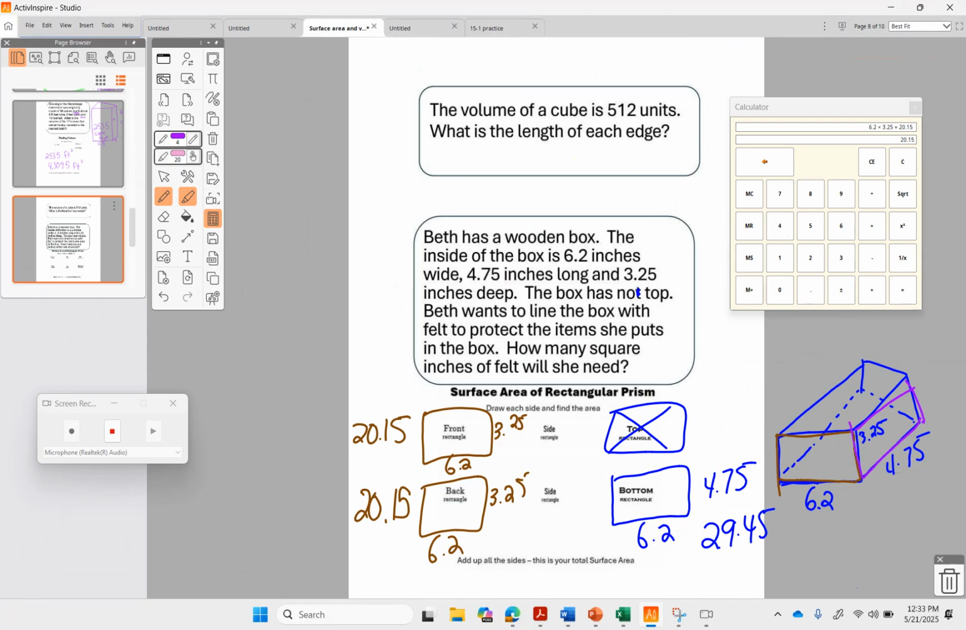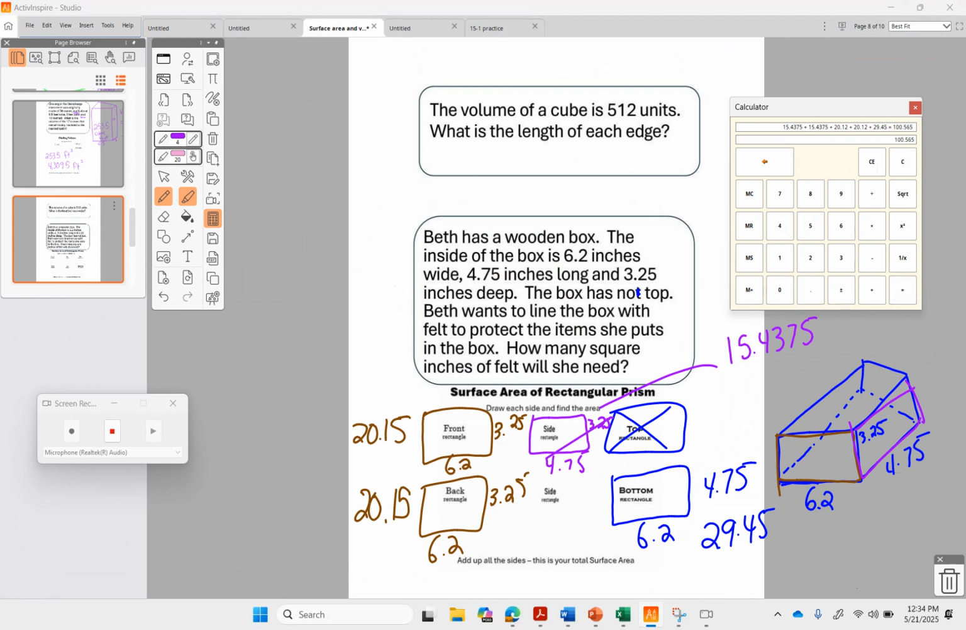And the sides are also 3.25 tall, but they are 4.75 times 3.25, oh, that's a bad number. Let me write it over here. 15.4375. So there's two of those. There's a 15.4375. There's another 15.4375. There's a front and a back, each of 20.15. And there's a bottom of 29.45, but not a top.